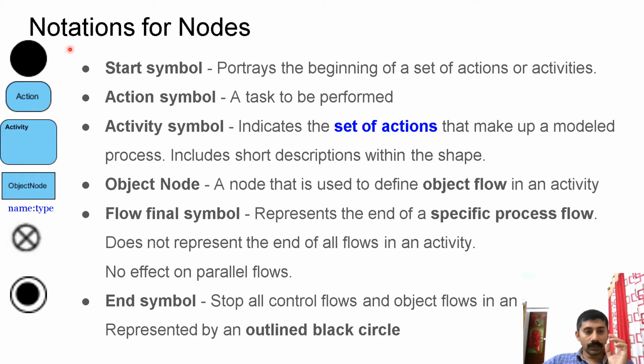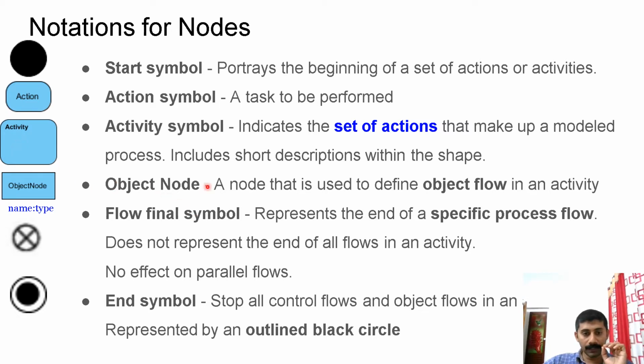Okay, in nodes we already mentioned what is a start symbol. It is represented as a black circle, portrays the beginning of a set of actions or activities. Then action symbol, a task to be performed. It is a single task, so it is represented with an oval. An activity symbol indicates a set of actions. See, it is singular and it is plural. An activity symbol indicates set of actions that make up a modeled process. Includes short description within the shape. In both cases, actually you can give the short description within this box.